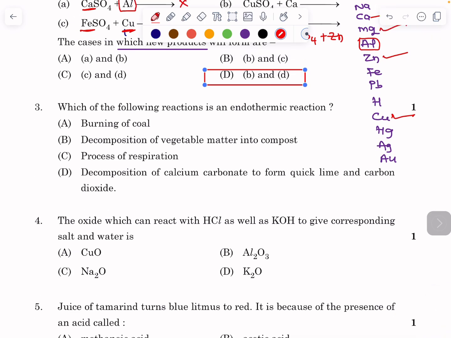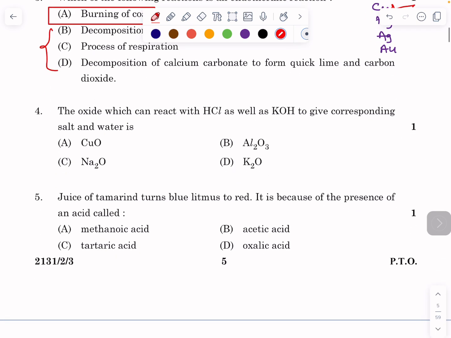Which of the following reactions is an endothermic reaction? Burning of coal, decomposition of vegetable matter into compost, process of respiration, decomposition of calcium carbonate to form quicklime and carbon dioxide. In all these processes, the decomposition of calcium carbonate requires heat energy, so this is an endothermic process. The remaining three processes are exothermic processes. Next question. The oxide which can react with HCl as well as KOH to give the corresponding salt and water is aluminium oxide, Al2O3. Why? Because it is an amphoteric oxide, it can react with acid as well as base.